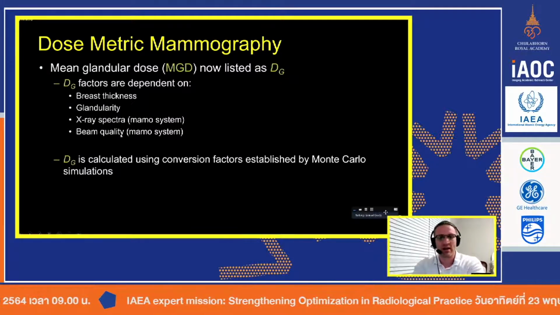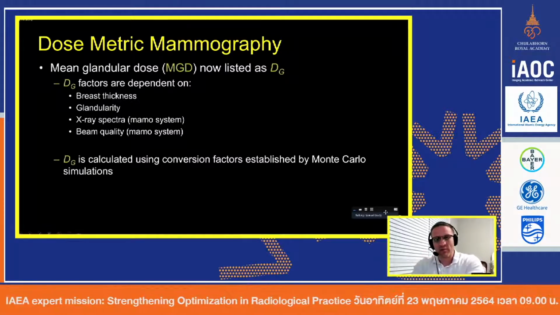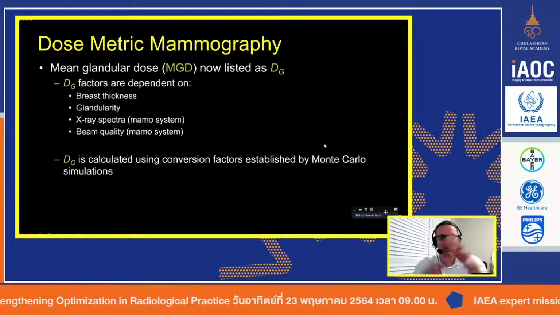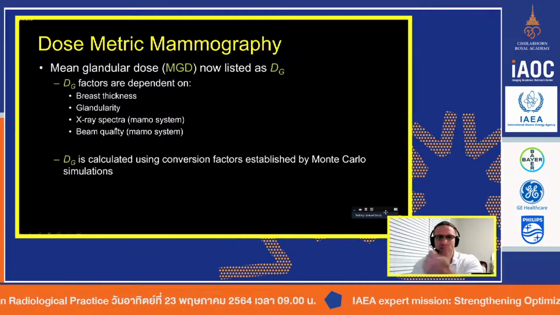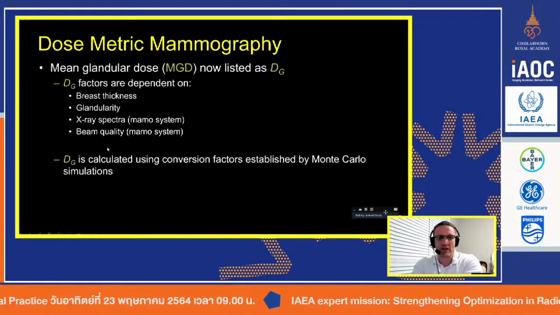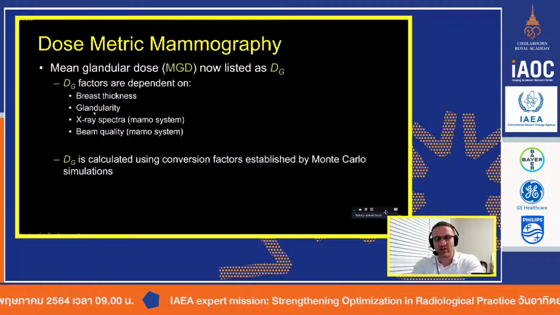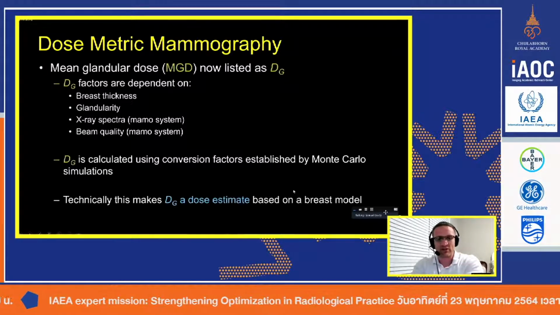So what ended up happening is you had the Dance, the Wu, and the Boone methods that they published based on a bunch of Monte Carlo calculations. They published a bunch of tables. And so if you know what your X-ray spectrum is, so you know what your target and filter is, and you know what your half value layer is, and the breast thickness and assumed glandularity, you can look up a correction value and you can make the calculations.